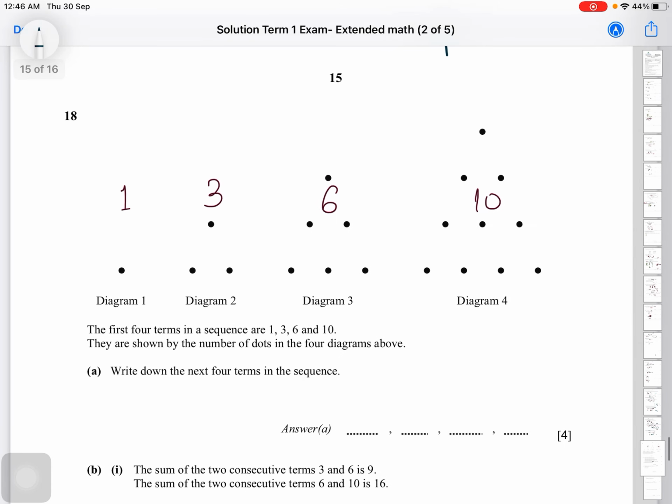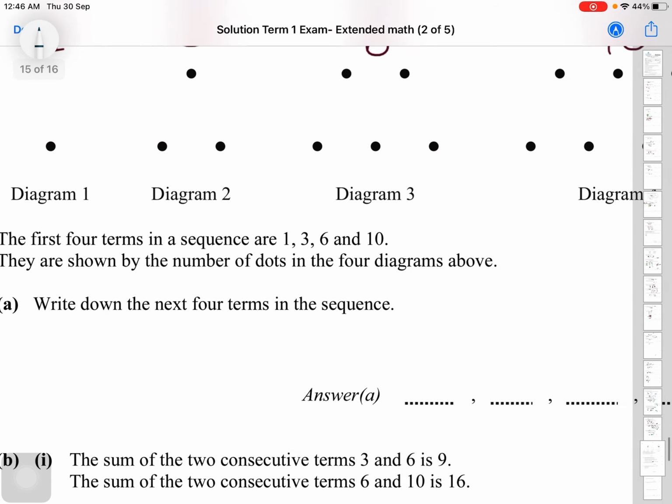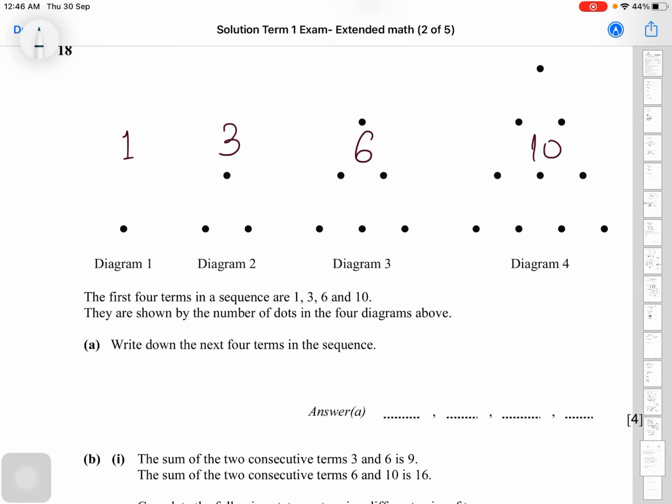And now the last question. You can see there is 1 dot, then 3 dots, then 6 dots, and then 10 dots. The first 4 numbers in a sequence are 1, 3, 6 and 10. They are shown by the number of dots in the 4 diagrams above. Write down the next 4 terms in this sequence.